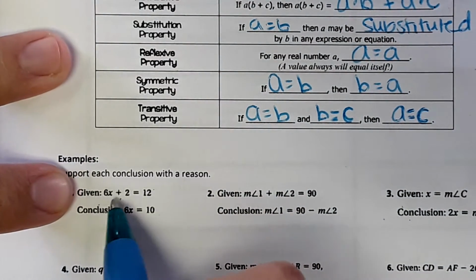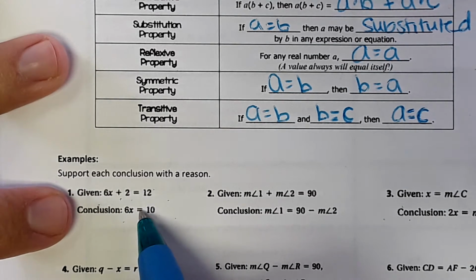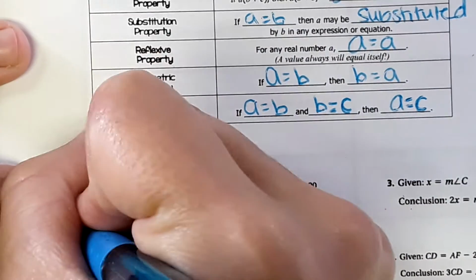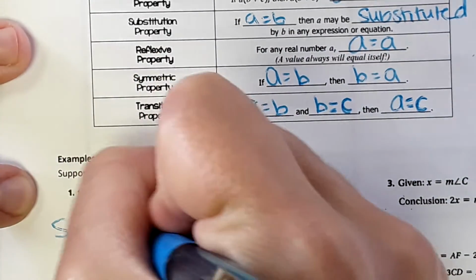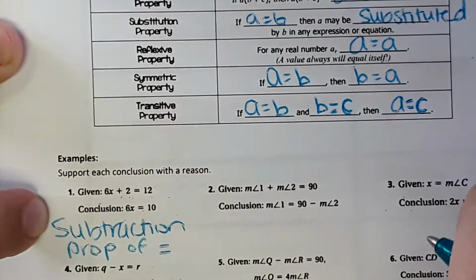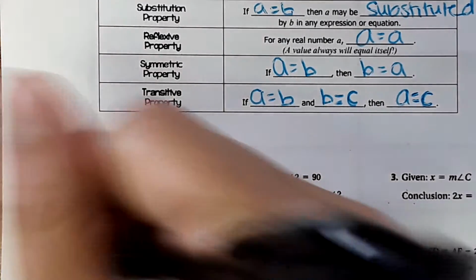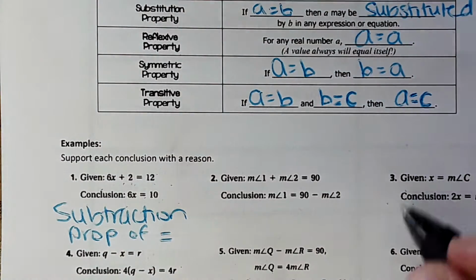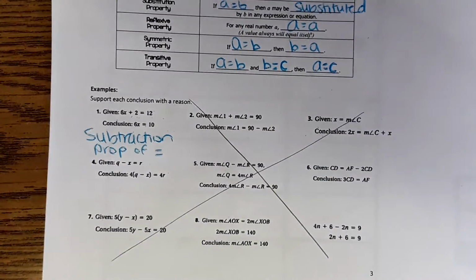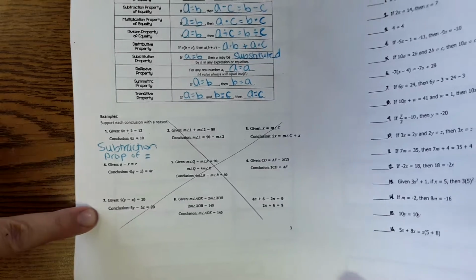So here it says given 6x plus 2 equals 12, and the conclusion is 6x equals 10. What did they do to get to this conclusion? Well, they subtracted 2 from both sides, so this would be subtraction property of equality. And that's what these examples are about, but I don't know if they're worth the time. Some of them are a little bit confusing, so in pencil, I'm just going to cross these out for now. So cross out the bottom part, and we're going to move on to the other side.